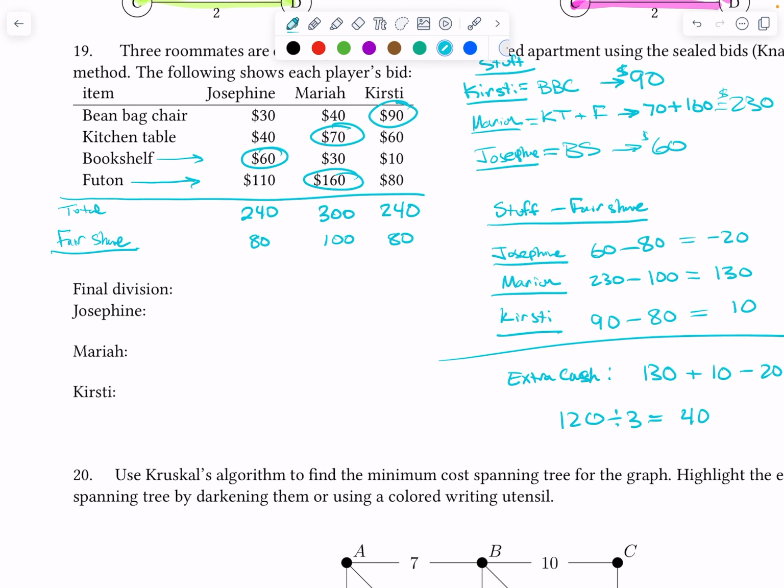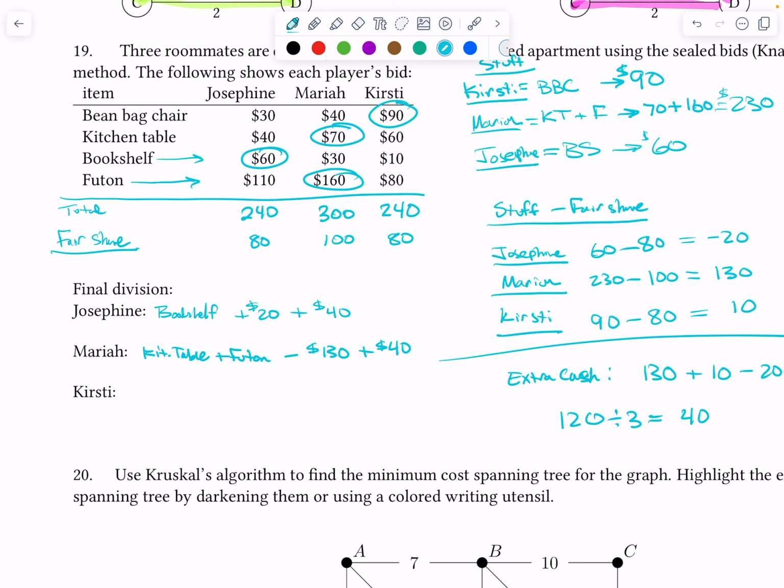So the final division is going to be, Josephine gets the bookshelf, plus she originally gets $20 and then plus a bonus of $40. You could add those together, but you don't have to. Mariah gets the kitchen table plus the futon, but then has to pay $130, but then gets a bonus, a refund, if you will, of $40. So she's really only out $90.